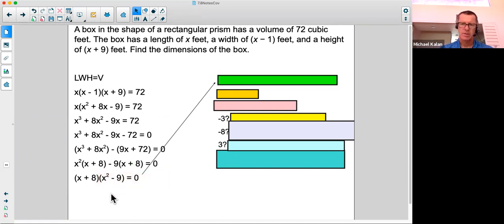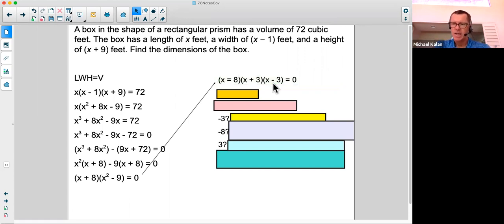Okay, now can I do anything else? Can't factor x plus 8 any further. Difference of two squares. We can factor further there, right? What does x squared minus 9 factor to? Conjugate binomials of x plus 3, x minus 3. Okay, now we can set each factor equal to 0. Oh, and let's see how that's an equals. That's not right. That should be a plus sign, shouldn't it? See, no one's perfect.